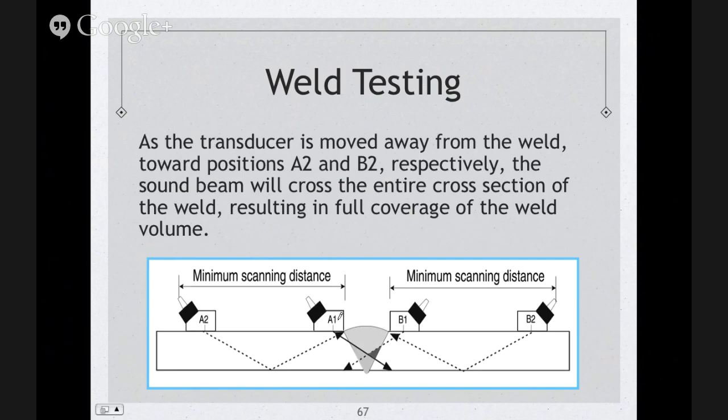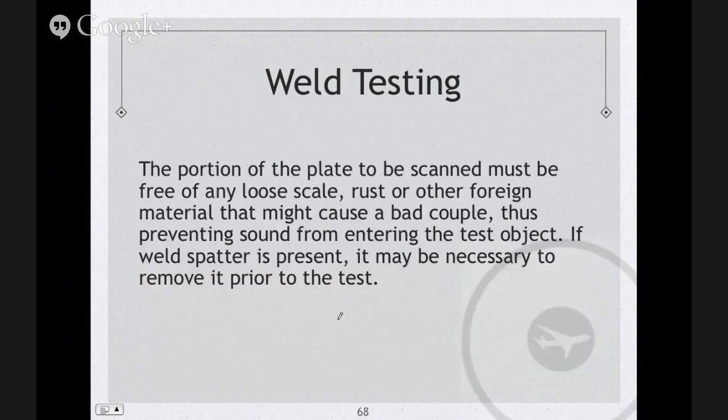As the transducer is moved away from the weld towards positions A2 and B2, respectively, the sound beam will cross the entire cross-section of the weld, resulting in full coverage of the weld body. Right? That's what we said. The portion of the plate to be scanned must be free of any loose scale, rust, or other foreign material that might cause a bad coupling, thus preventing sound from entering the test object. If weld spatter is present, it may be necessary to remove it prior to the test.